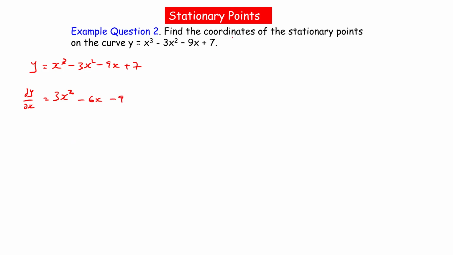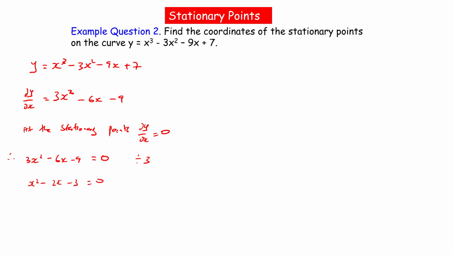So at the stationary point, dy by dx is equal to 0. Therefore 3x squared minus 6x minus 9 is equal to 0. Straight away I can see that I can divide by 3, so I'm going to do that, which leaves me with x squared minus 2x minus 3, which is equal to 0. I now need to factorize and solve.